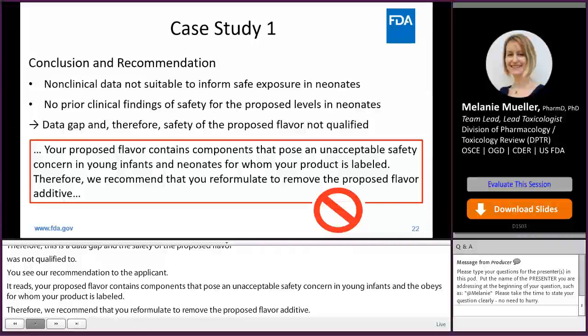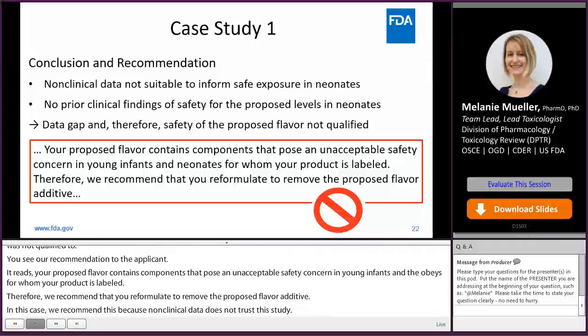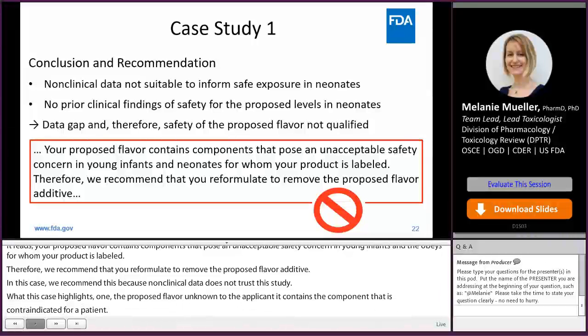What this case highlights are two things. For one, the proprietary nature of flavor is posing an issue for the applicant. Unknown to the applicant, their flavor contained a component that's contraindicated in the patient population. Secondly, same problem, our recommendation had to be written very vaguely because we needed to exert caution to not reveal proprietary information. And lastly, what I want to highlight here is how the context of use matters. Sure, propylene glycol is identified as GRAS, but it still is not qualified for safety in this drug product.